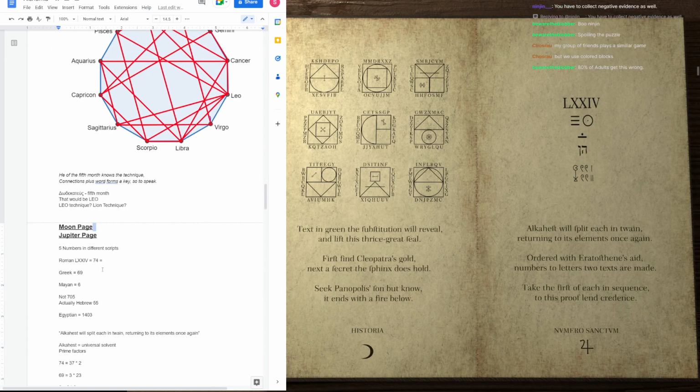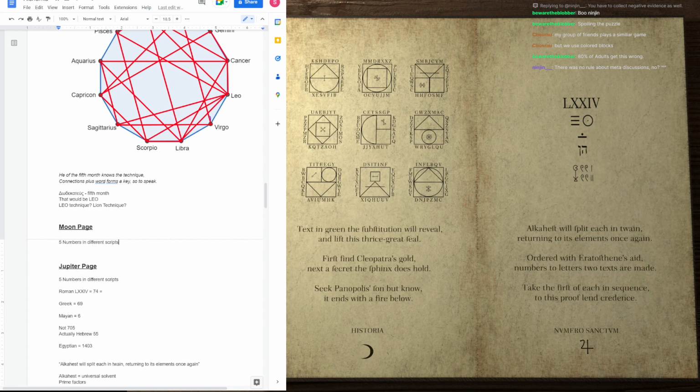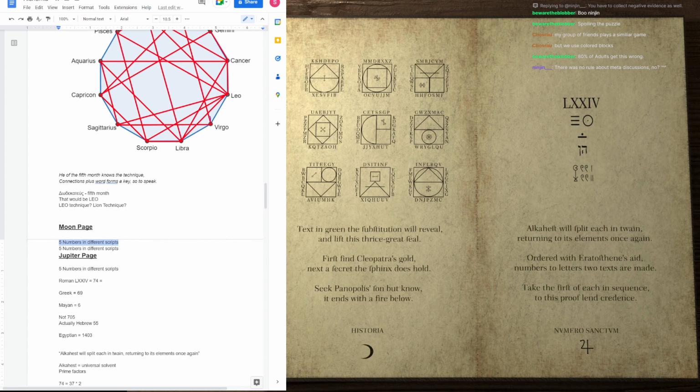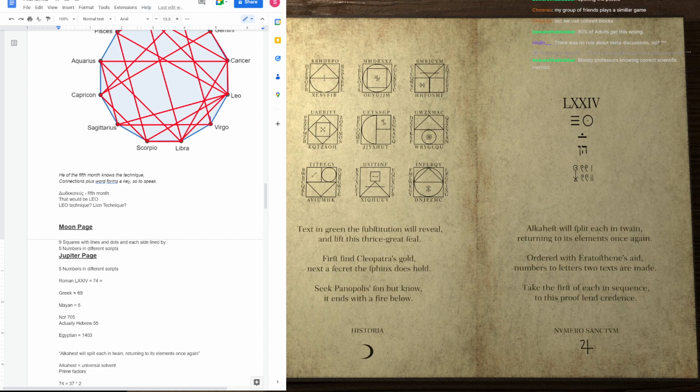All right, the moon page. What do we have on the moon page? Yeah, most people will probably get this wrong. I mean, most people do not need to use this kind of logic in their everyday life. So we have 9 squares with lines and dots, and each side lined by, is it always the same number of letters? That's the first thing we're gonna look at. It seems it's always 7 letters. Seven letters.